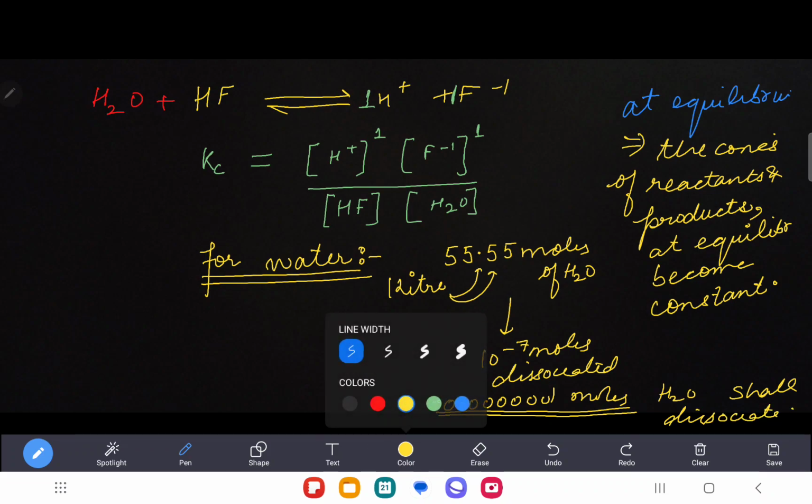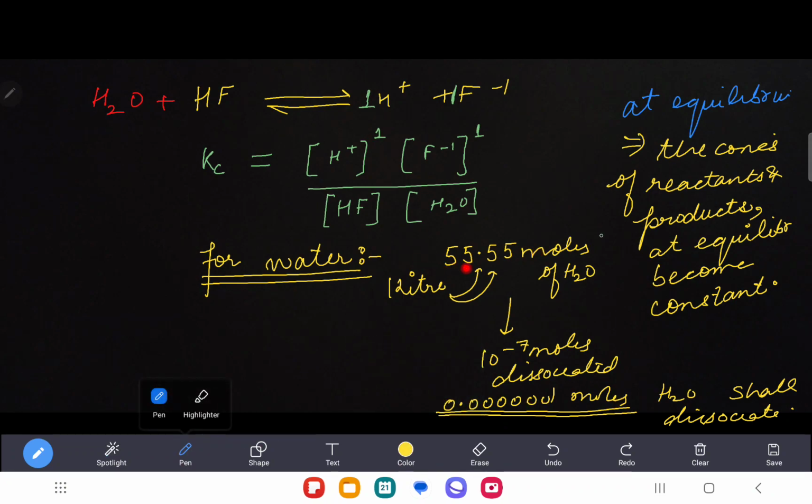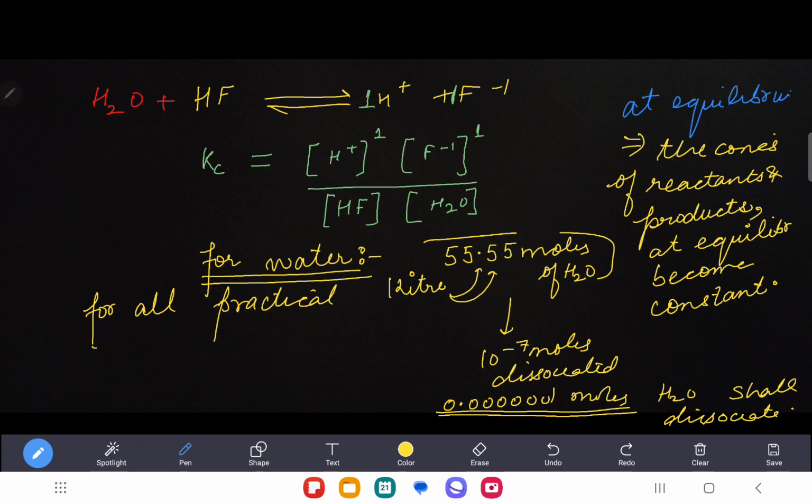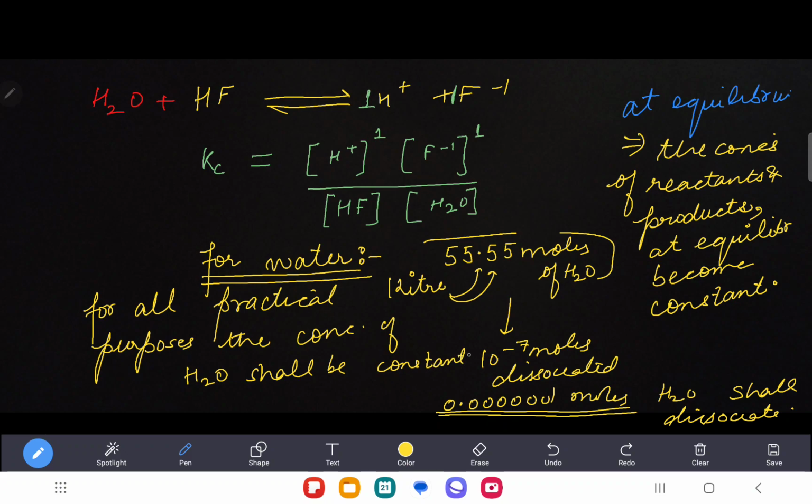Yes or no? So does that really mean that this is going to be a really, really small value with regards to 55.55 moles of water? And if this is a very small value, what exactly does that mean? That, for all practical purposes, the concentration of water shall be considered to be constant.